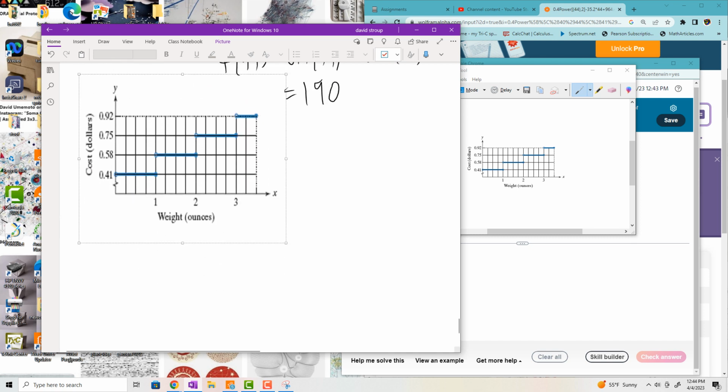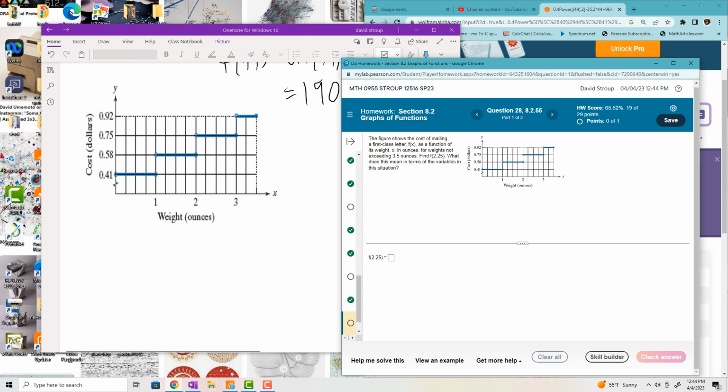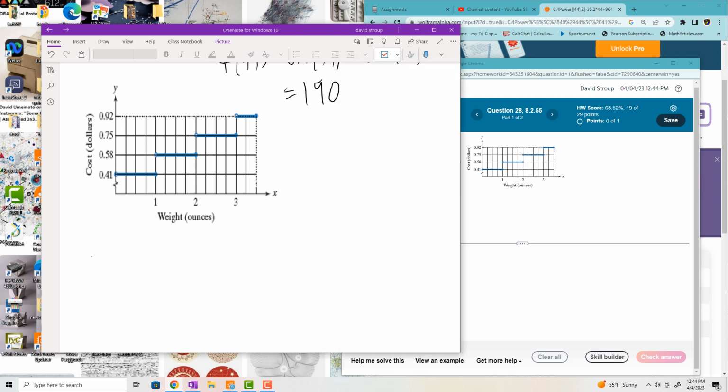Okay, so they want to know what is f of 2.25. So how much does an envelope that weighs 2.25 ounces cost? You go on the x-axis to 2.25, 1, 2, 3, 4. So 2.25 is about right here. And then you get the corresponding y value on the graph. So you look at the blue bars. Right here, the corresponding cost is 0.75.